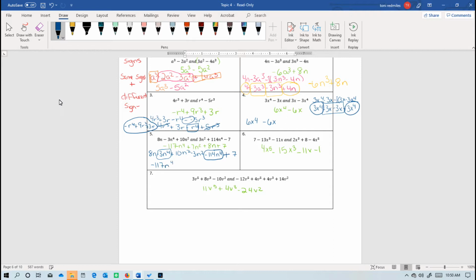I don't have any third power, so I'm going to go on to the second power. 10n to the second power minus 3n to the second power is going to give me a positive 7n to the second power. Have nothing in common with this, so it just drops down. And this answer is going to be negative 117n to the fourth plus 7n to the second plus 8n plus 7.